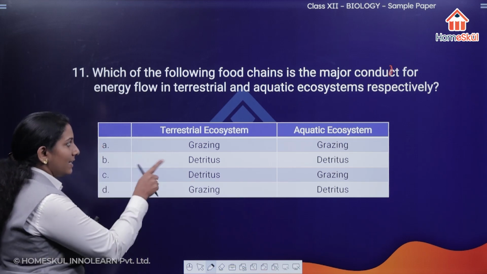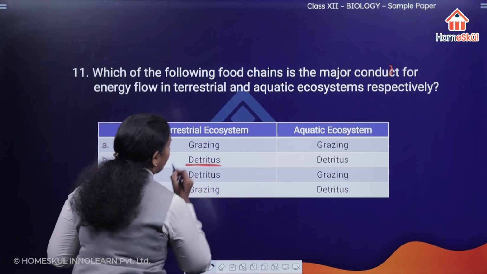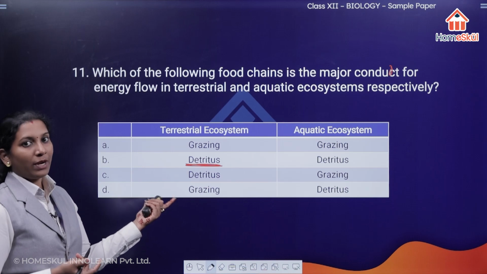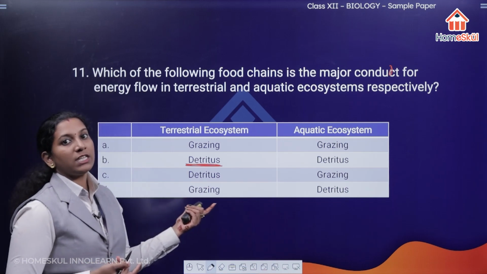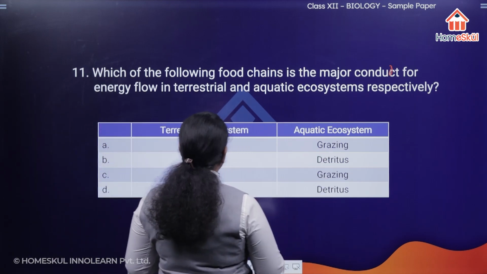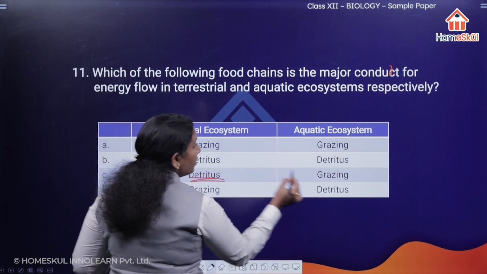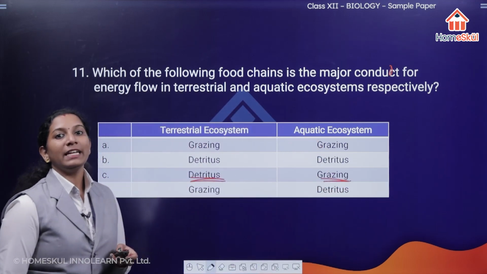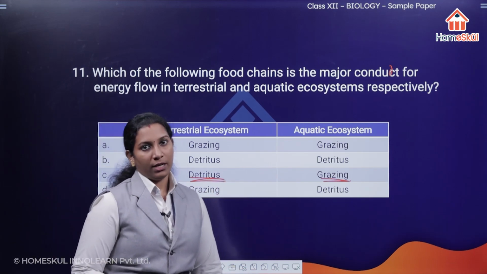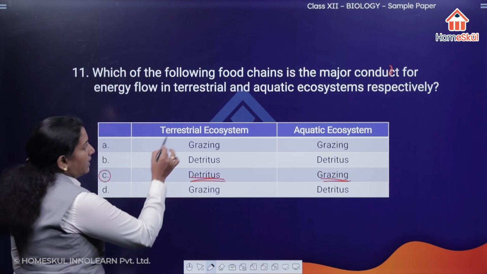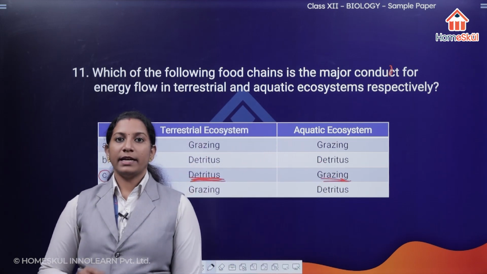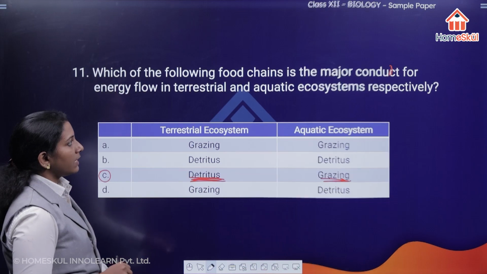So in terrestrial ecosystem, detritus food chain is the main conduit for energy flow. More amount of energy is transferred by means of this detritus food chain. But in aquatic ecosystem, you can choose grazing food chain as the main conduit of energy flow. More amount of energy is being transferred through the grazing food chain. So you can choose option C, that is terrestrial ecosystem is detritus and aquatic ecosystem is grazing type of food chain, that they will be the main conduit for energy flow, right?